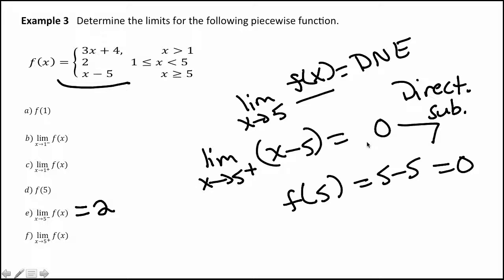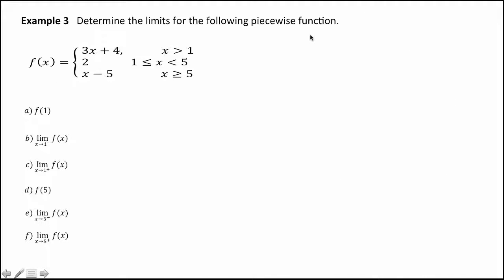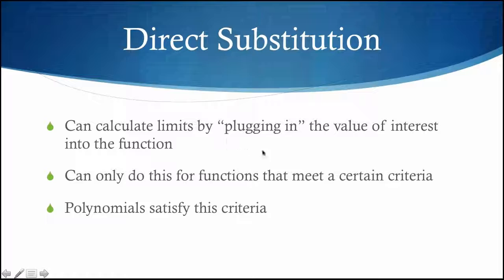The limit from the right side is 0. The limit from the left side is 2. So this does not work in general. This only works for special types of functions. Functions that have certain properties. What property? Well, it has to be continuous. And we'll study this more in a later section where we study continuity. But basically, polynomials satisfy this criteria because polynomials are continuous everywhere, no matter what.